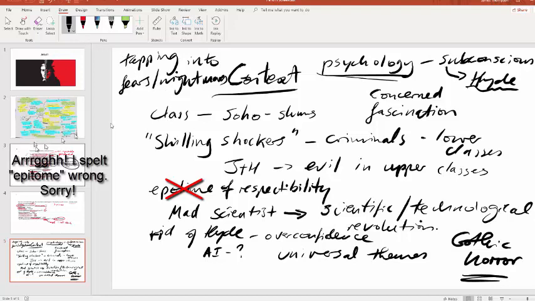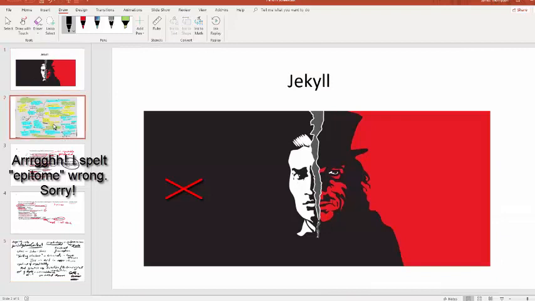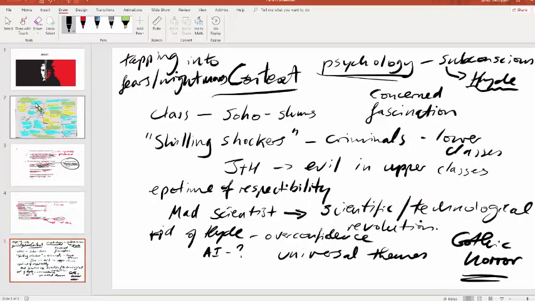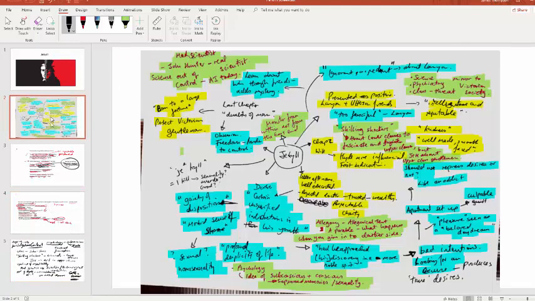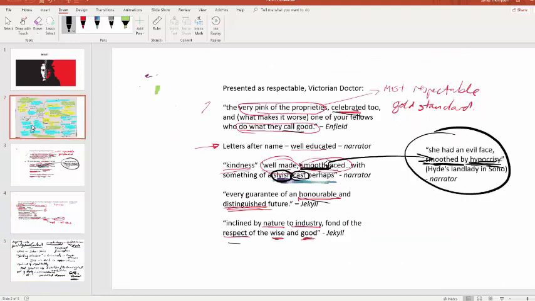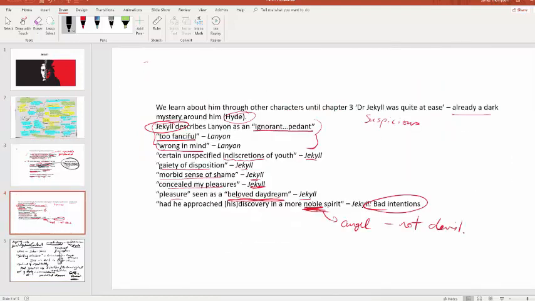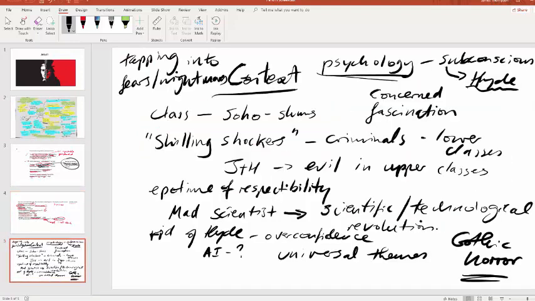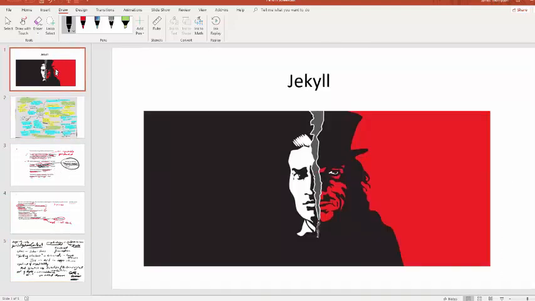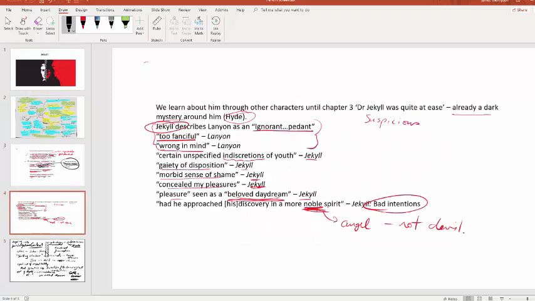So what that gives you then is just a guide on how to prepare. So now you've got all the key ideas that go to make up this character and his role in the novel, and the ideas behind him as a character and how it relates to Victorian society.